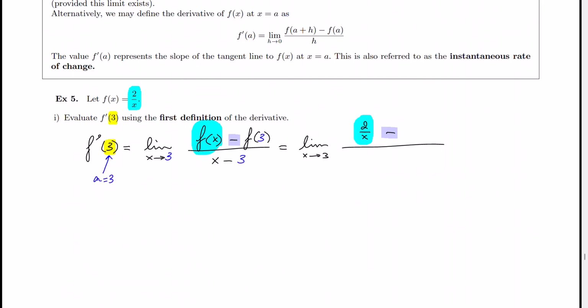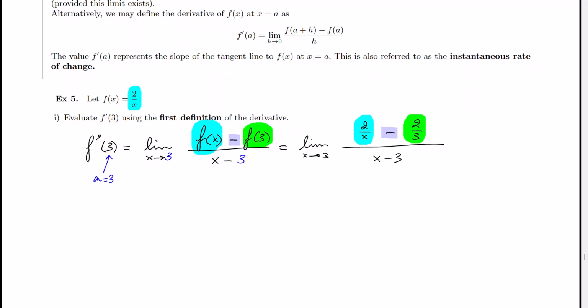Then they want me to write f of 3. So what is f of 3? F of 3 is the number I get when I put 3 into this function. When I put 3 into the function, I'm going to see 2/3 because there's only one x in the denominator and it needs to be replaced with 3. Down on the denominator, nothing is changing for now. We're just going to put x minus 3. Okay, perfect. So this is the end of the setup.